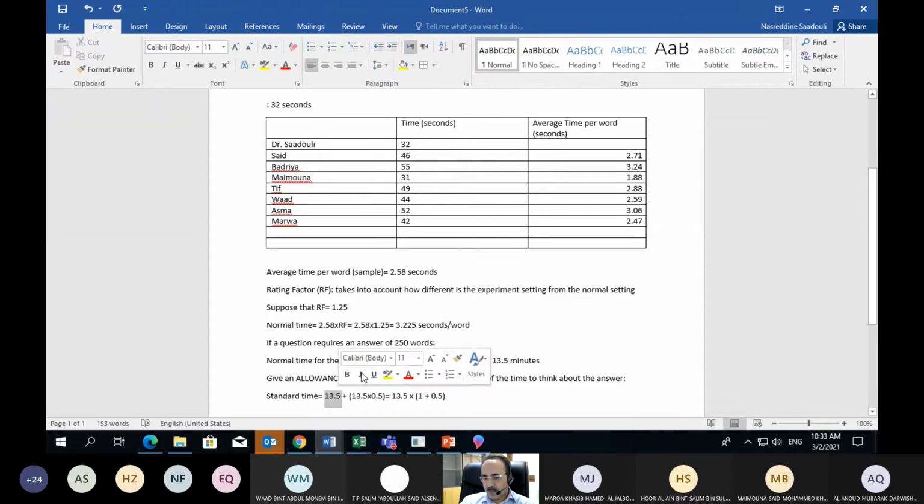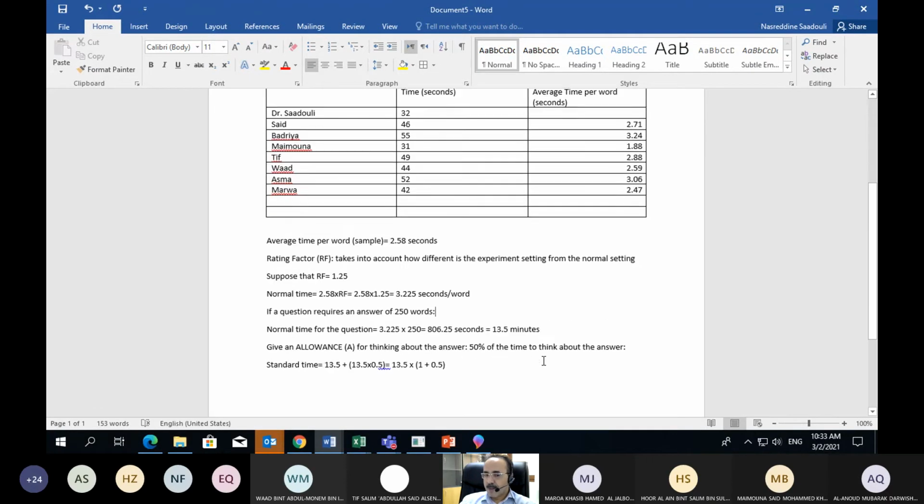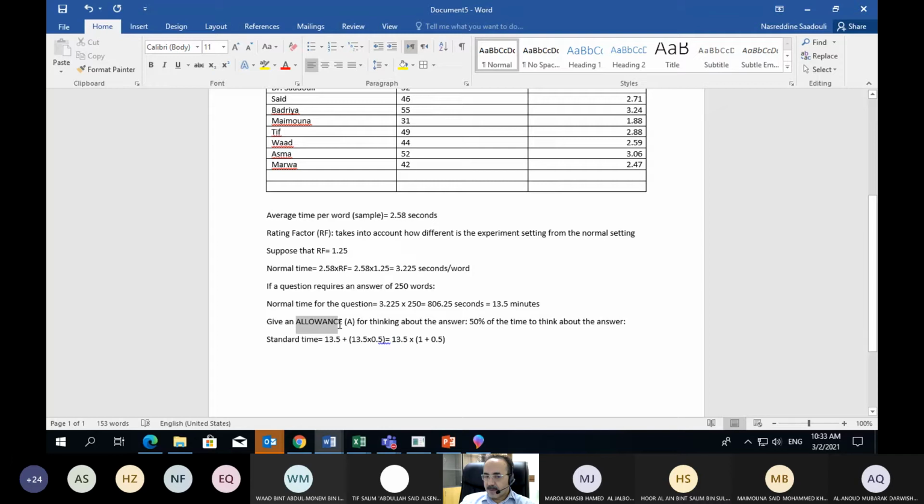So this is the time to type. That's what we determined. Because you see here, I just asked you to type. You did not think about it. You just typed it. So this time here is only the time to type the question. We are adding an allowance for thinking about the answer. Let's say in this case, I'm saying that 50% of the time is needed to think about the answer. So the total time, the standard time that should be given for this question, should be 13.5 for typing, and half of that, 50% is half of that, for thinking about the question.